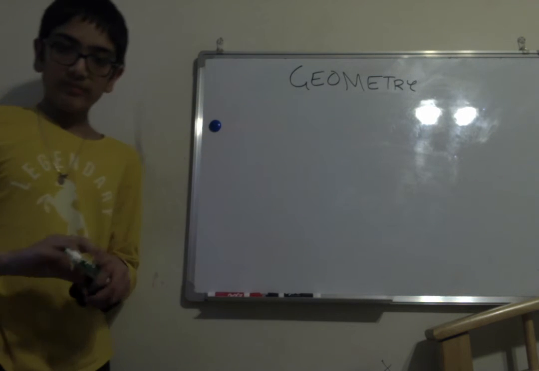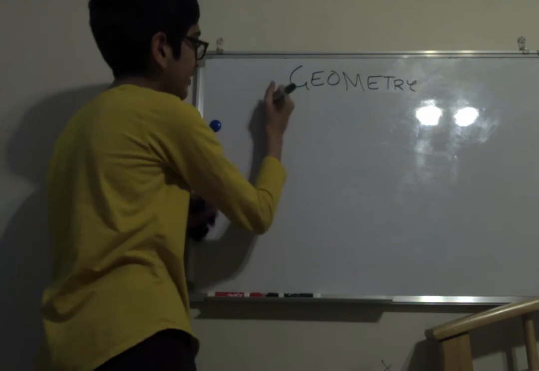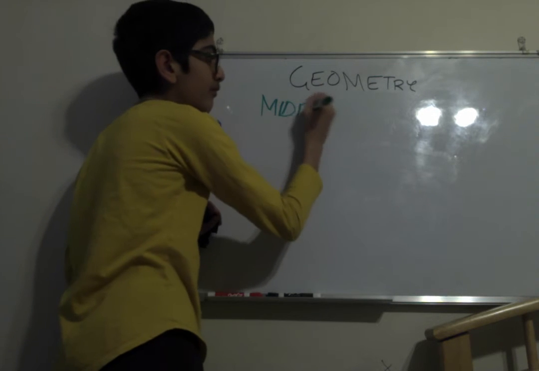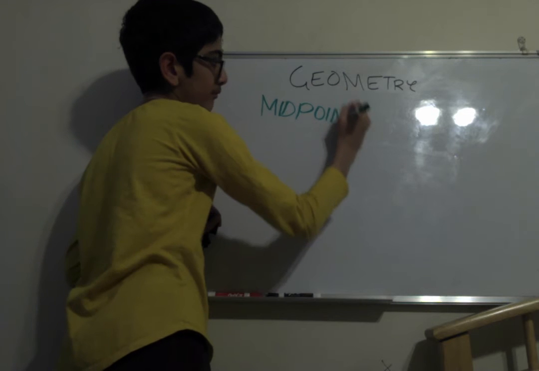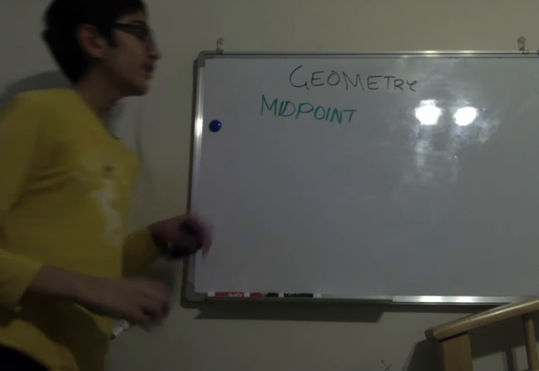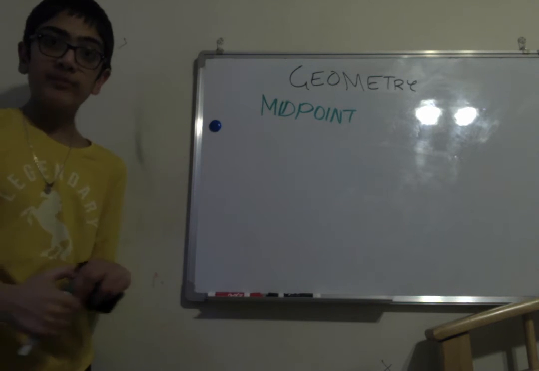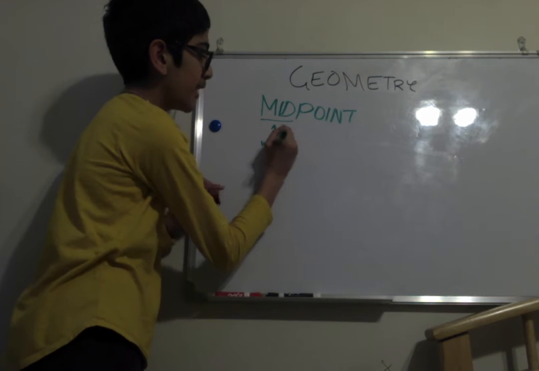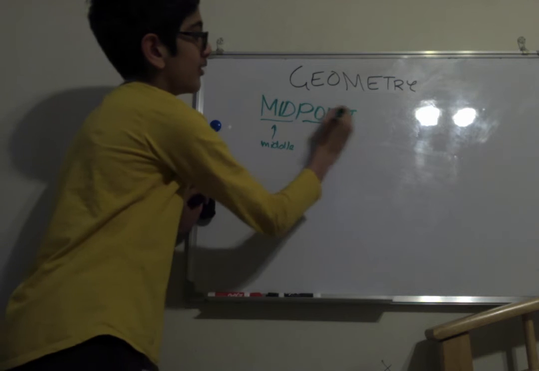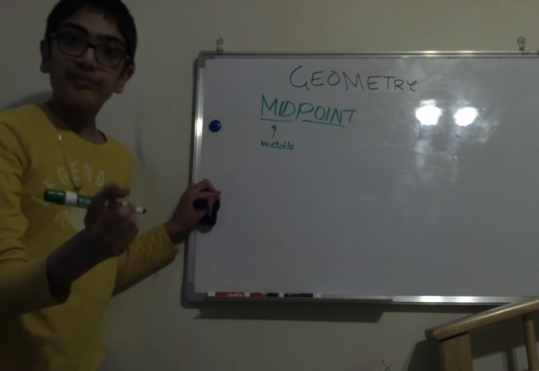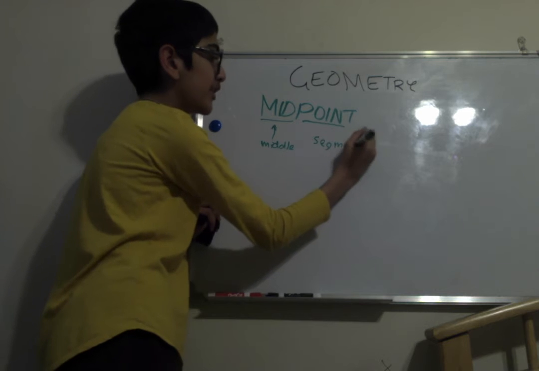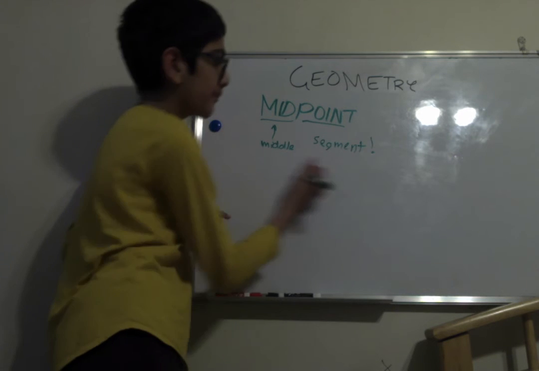Okay. Next one, we have to understand the concept of a midpoint. What is a midpoint? So a midpoint, mid means middle, and point is a point. So it must be a middle point of what? A segment. Because segments are the only things that are finite.